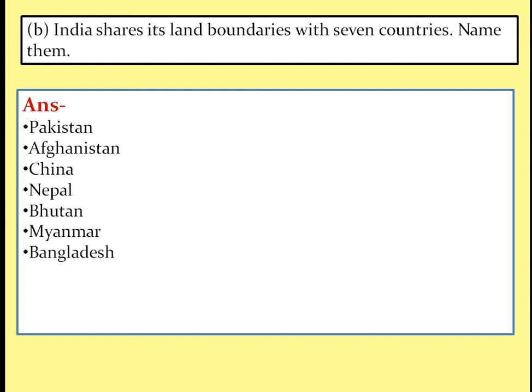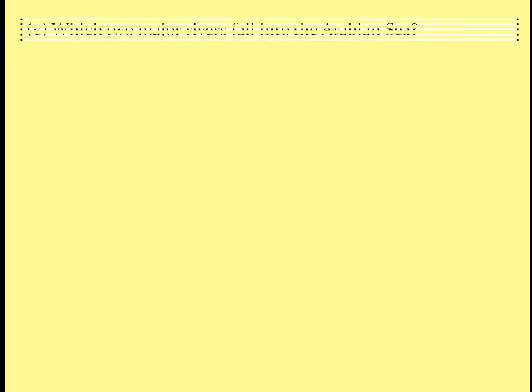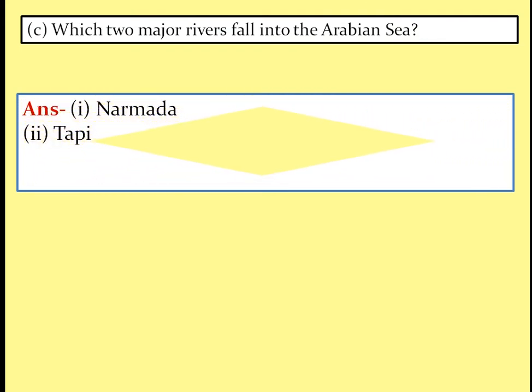Next, see which 2 major rivers fall into the Arabian Sea. So which are these 2 rivers which are falling into the Arabian Sea? They are Narmada and Tapi. Let's check out the answer. So the answer is clear to you.